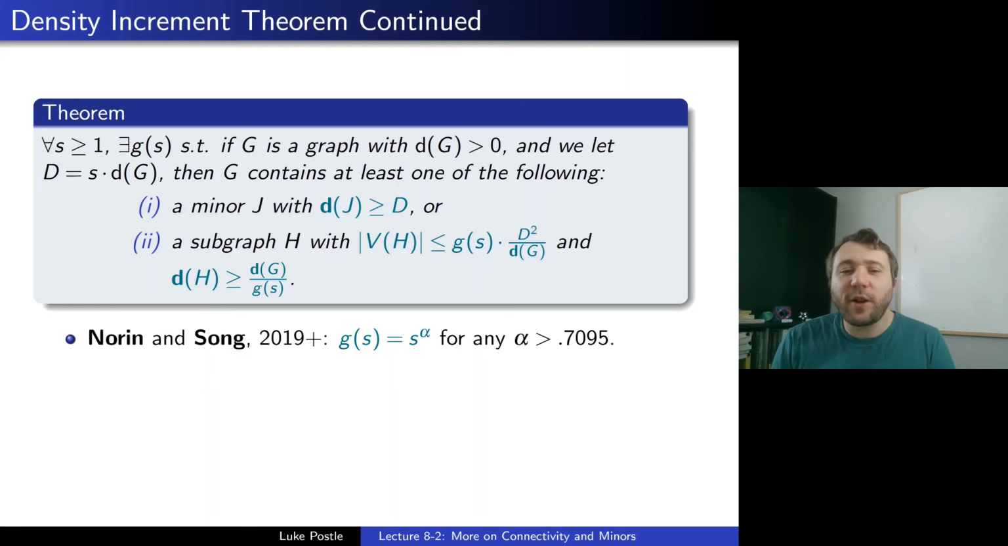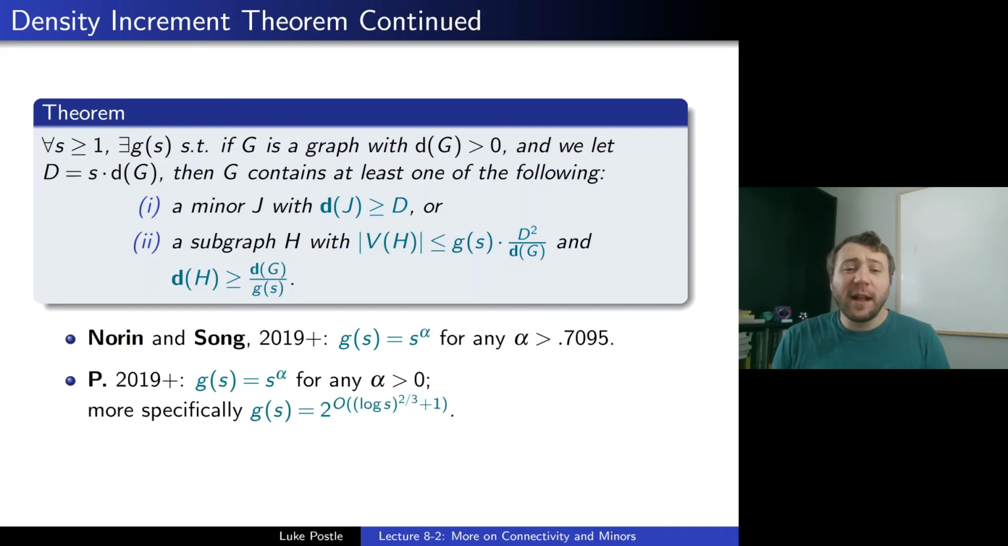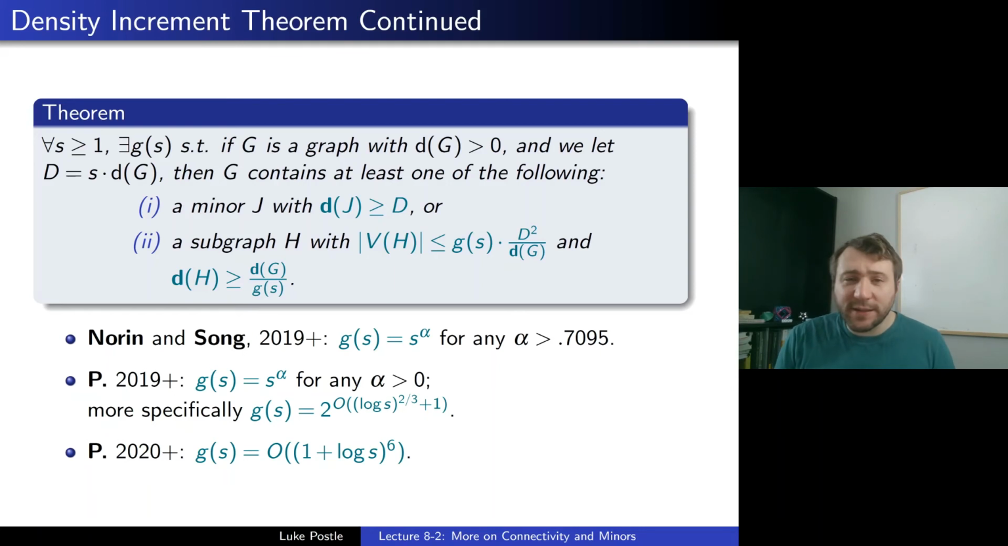Well, Norin and Song last year showed that it actually exists, and they showed S to the alpha for any alpha bigger than 0.7. I improved this to S to the alpha for any alpha greater than 0. So that's quite nice. Basically you have very little error term, and I got some function that was like log S to the 2/3, but then this year it was improved to 1 plus log S to the 6th. So you can get a polylog error term in this density increment theorem.